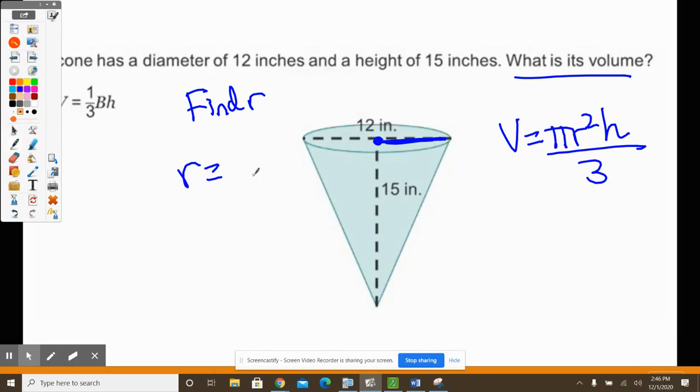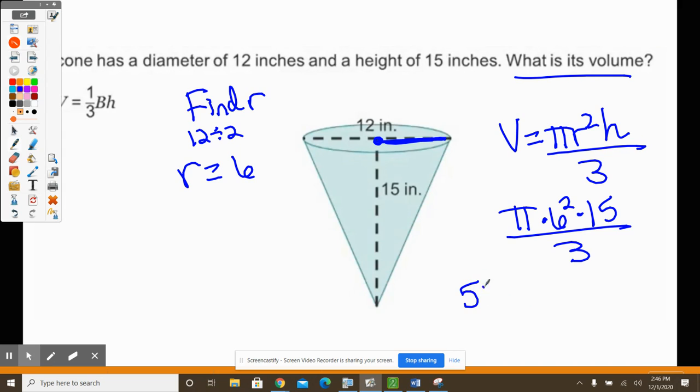So if the diameter is 12, the radius is 12 divided by 2, which is 6. Now I can plug it into my formula. So that's pi times 6 squared times 15 divided by 3. Sometimes you can use 3.14 if you want, but we're going to do exact for a little bit. 36 times 15, because 6 squared is 36. That'll be 540 over 3 pi. Well, 540 does divide by 3 in my calculator. So that's the same thing as 180 pi inches cubed.